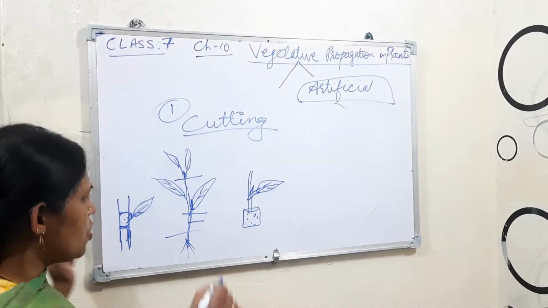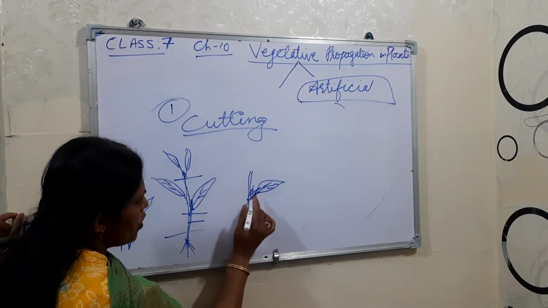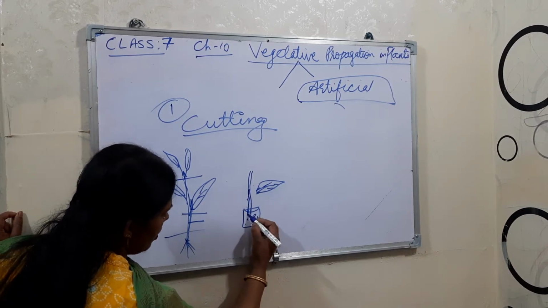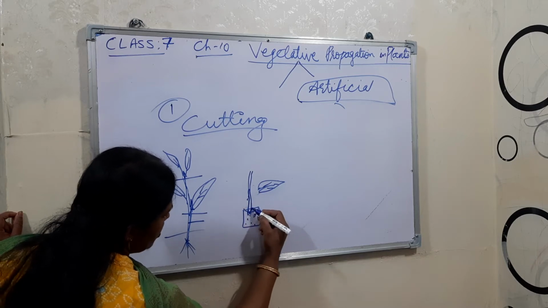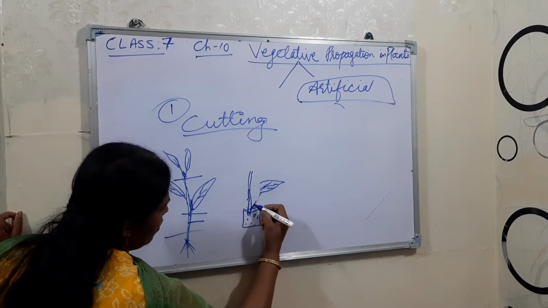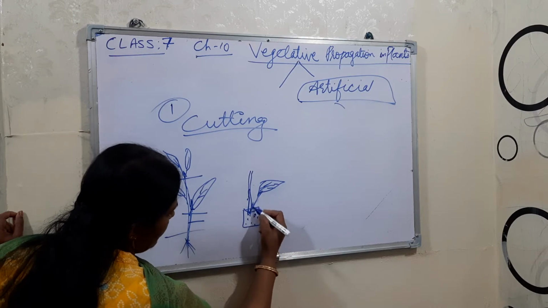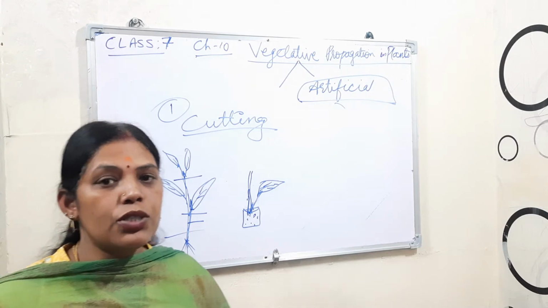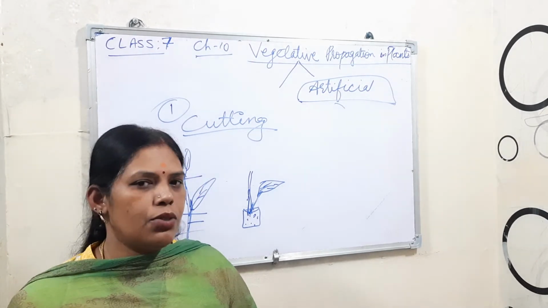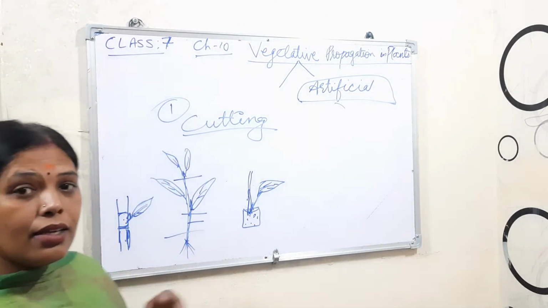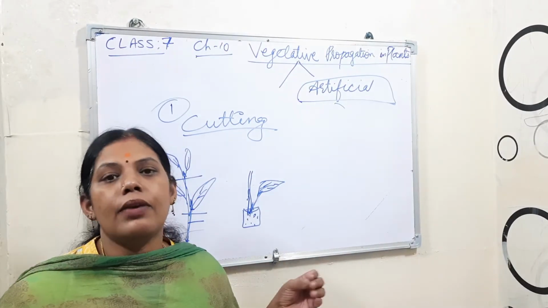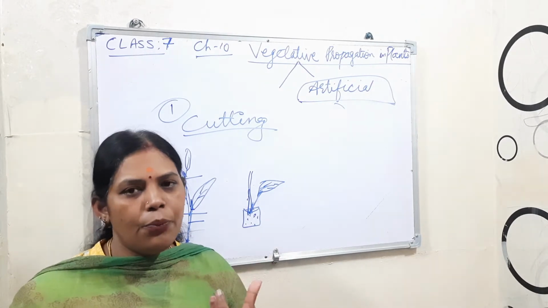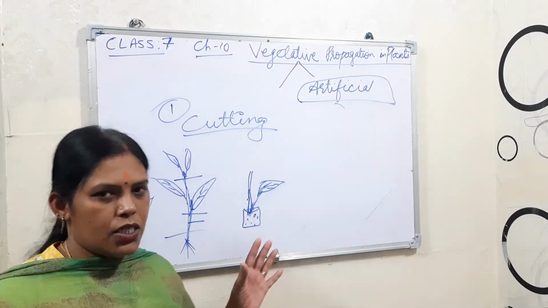Otherwise, the nodal portion should go down, that means below the soil. Then only that portion will grow into a new plant. So from there the new plant grows. If you are not cutting the nodal portion, then it will dry and not grow. You may think that you cut the portion, give water daily and take care, still it dried and did not grow into a new plant. That is because of this reason only.